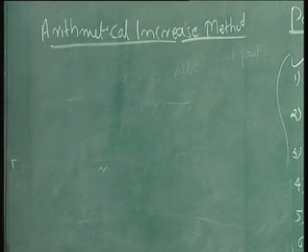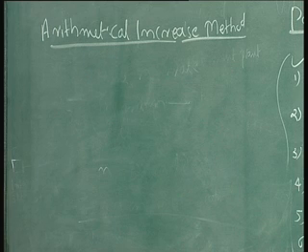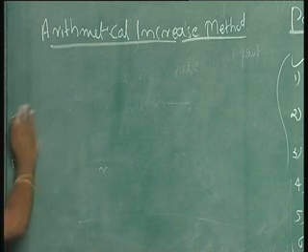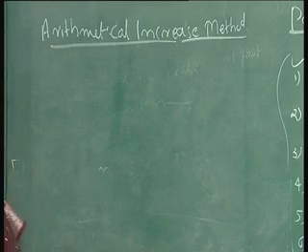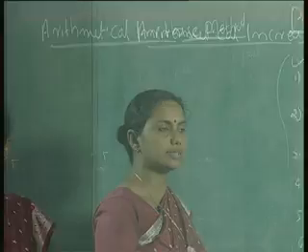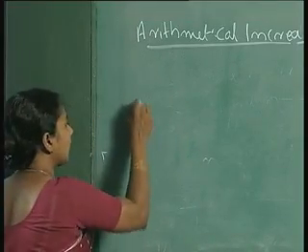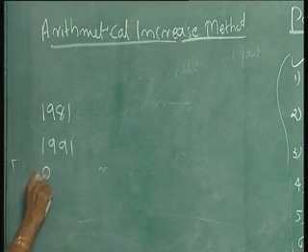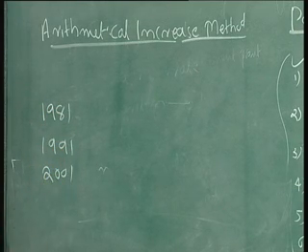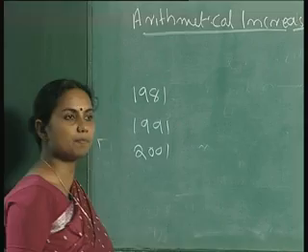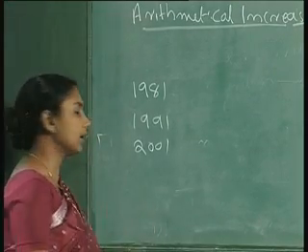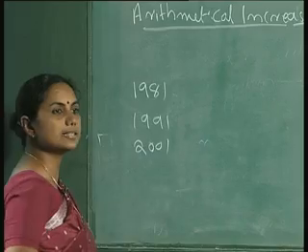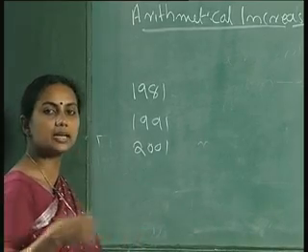If you take any area or any city or any town, they will have the census data. From the census data we can get the past records of population increase. For example, you will have the population of 1981, 1991, 2001, and you have to design a water treatment plant for that particular town. The design period is usually 30 years.